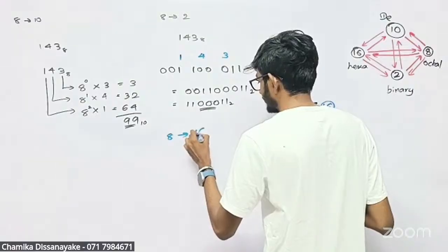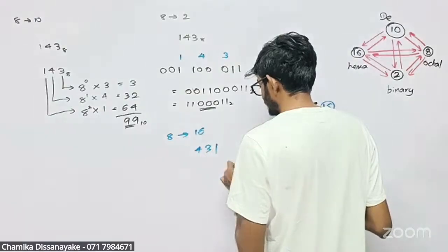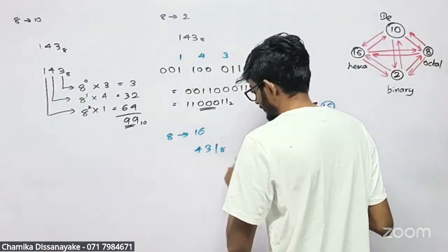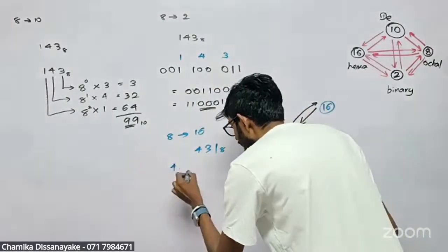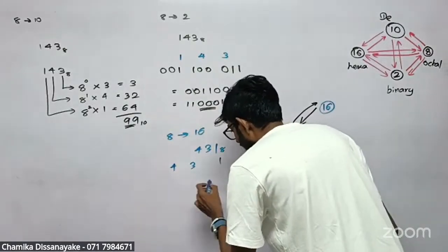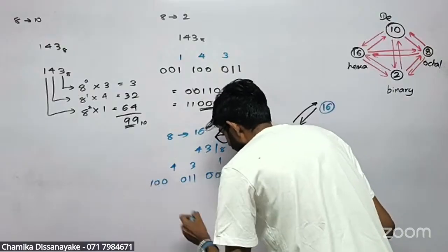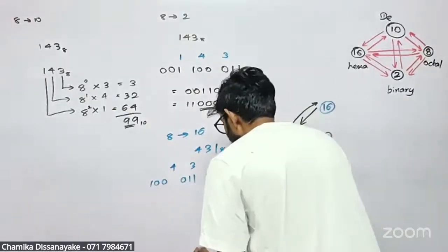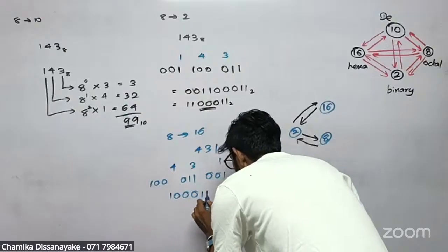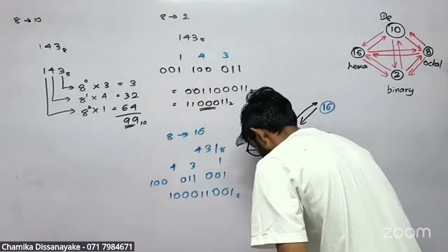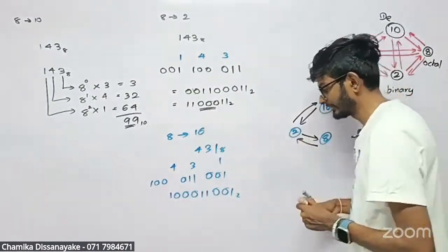Octal to hexadecimal. So when we have 431 as octal, how can we convert it to binary like this? 1 means 001, 3 means 011, 4 means 100. Sorry, this is in binary: 100 011 001. This is in binary. So we want to convert this binary to 16, or hexadecimal.